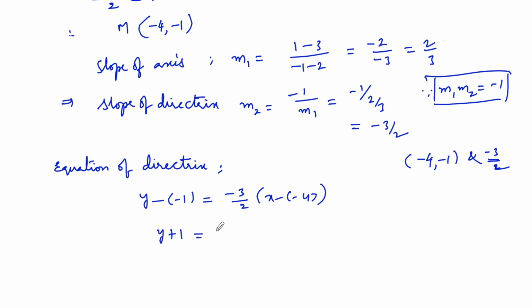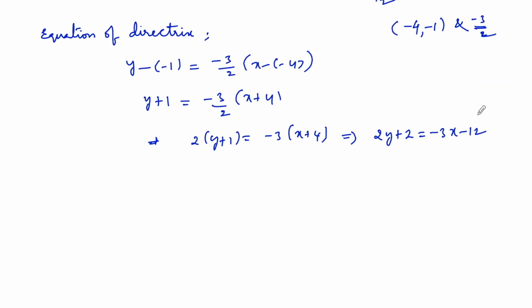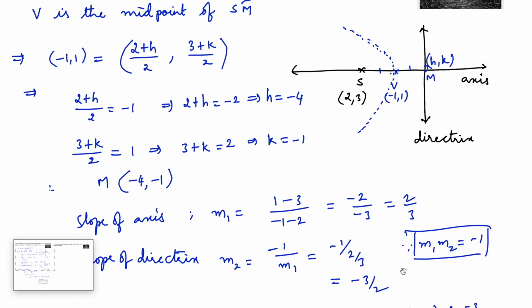So we can write y plus 1 is equal to minus 3 upon 2 times of x plus 4, or you can write 2 times of y plus 1 is equal to negative 3 times of x plus 4, or we can write 2y plus 2 is equal to minus 3x minus 12, and on simplifying you can write 3x plus 2y plus 2 plus 12 is equal to 0, or we can say the equation of the directrix is 3x plus 2y plus 14 is equal to 0. 3x plus 2y plus 14 equals 0 is the equation of the directrix.